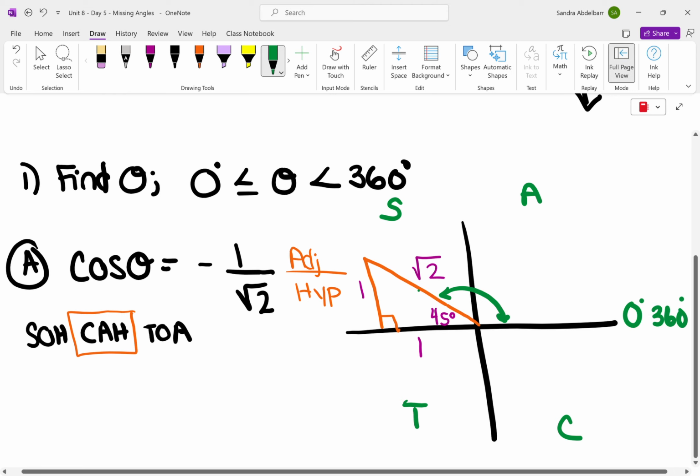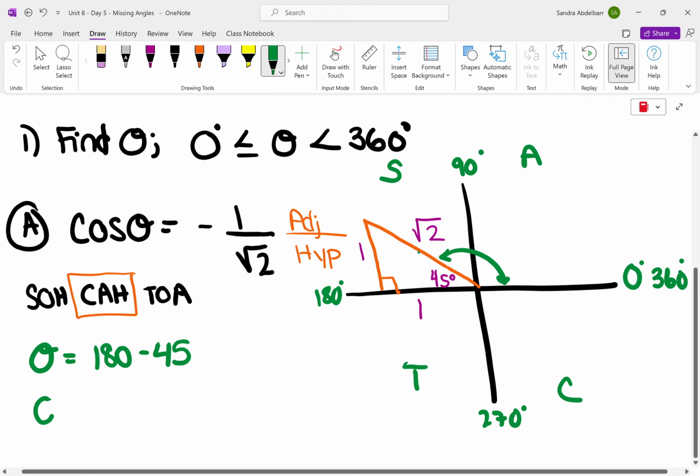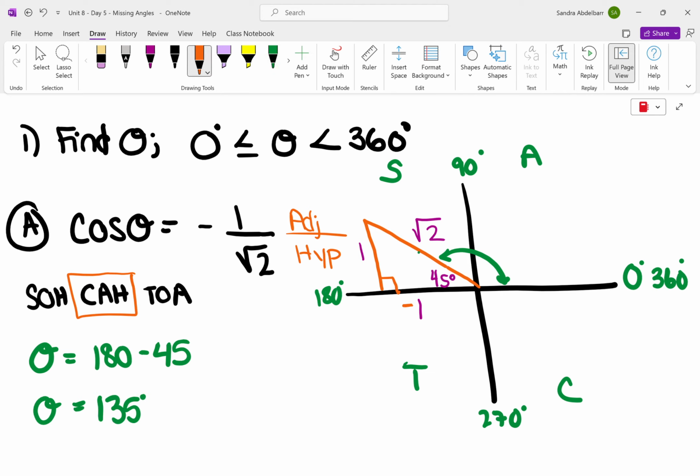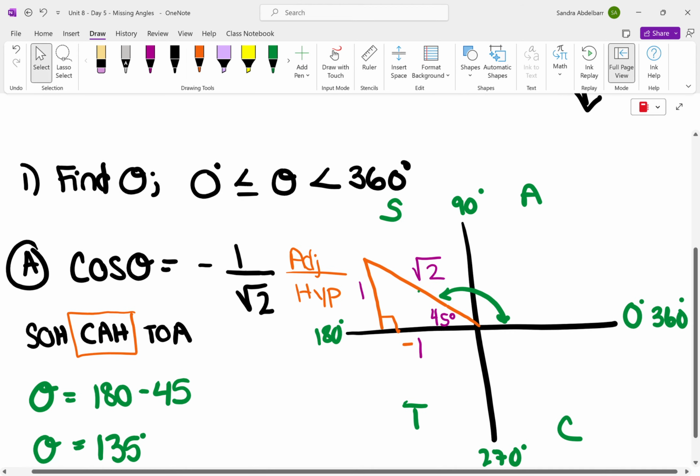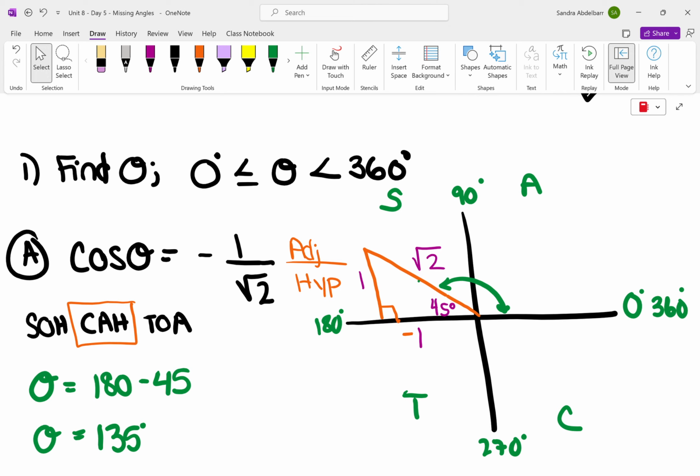So remember 0, 360, 90, 180, 270. So theta will be 180 minus 45, which is 135. And Matt was right when he said the 1 on the bottom should be negative. Because that 45-degree angle is in quadrant 2. So that's not really representing 45 degrees. That's representing 45 degrees in quadrant 2.